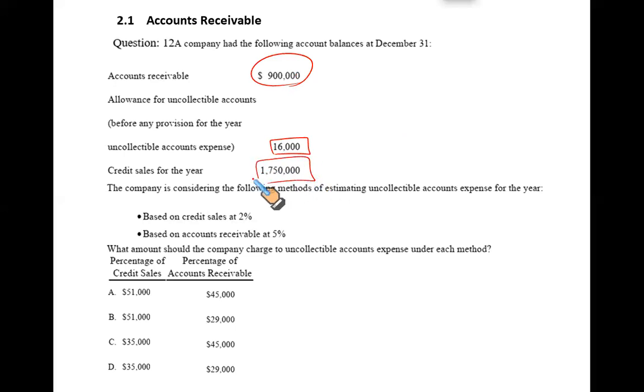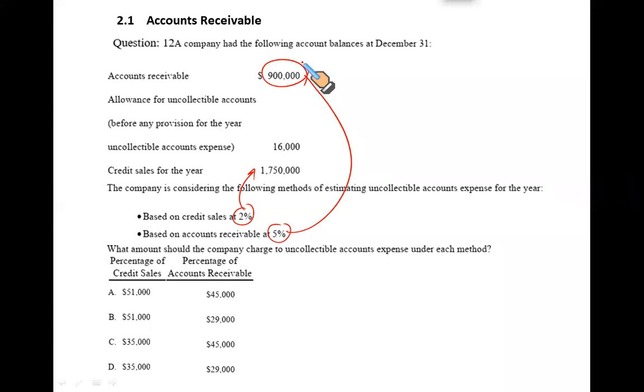This is the credit sales for the period. Now listen to me very carefully. The company is considering the following methods of estimating uncollectible accounts for the year. Based on credit sales, it's 2%. Clearly, that is the income statement approach, so you're going to charge 2% of this amount. And based upon the account receivable, the balance sheet approach, 5% of the gross receivable. Now, seeing two methods side by side will help you understand the concept. What amount should the company charge to uncollectible accounts under each method? Let's first do the credit sales. Credit sales, we simply take 2% of 50,000.